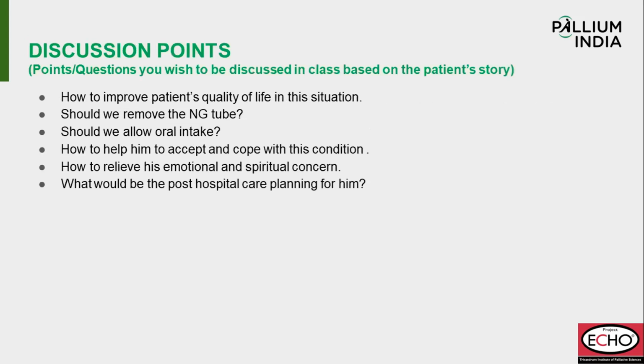Next slide, please. So these are the discussion points. In this case, how to improve the patient's quality of life? Should we remove the nasogastric tube? Should we allow the oral intake? Should we follow his desire? It can be dangerous for him. And then how to help him to accept this condition, how to help him to cope with this condition, how to help him to relieve his emotional and spiritual concerns, and what would be the post-hospital care planning for him.